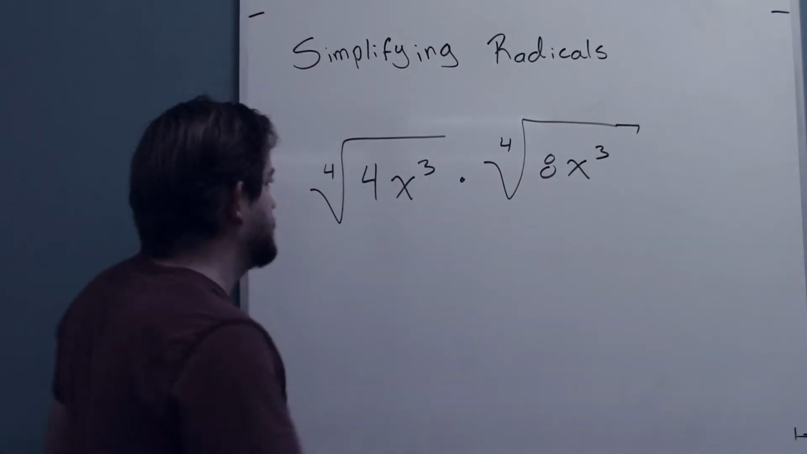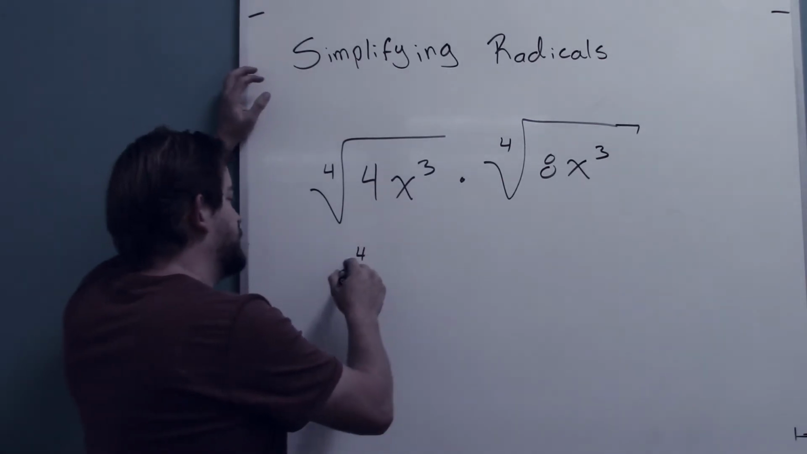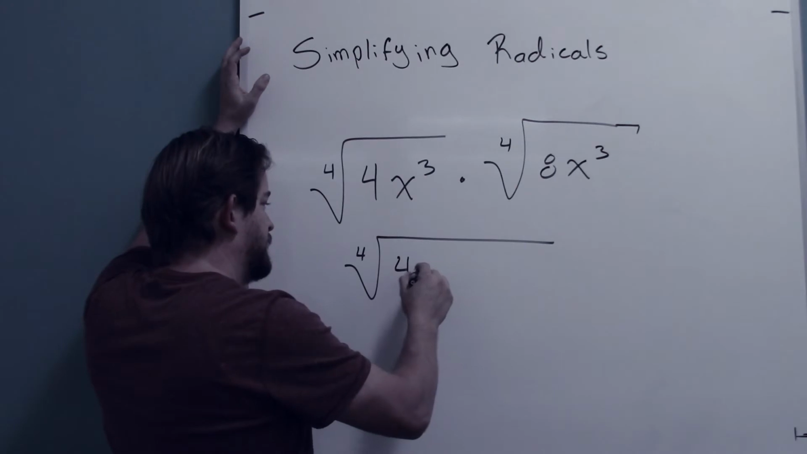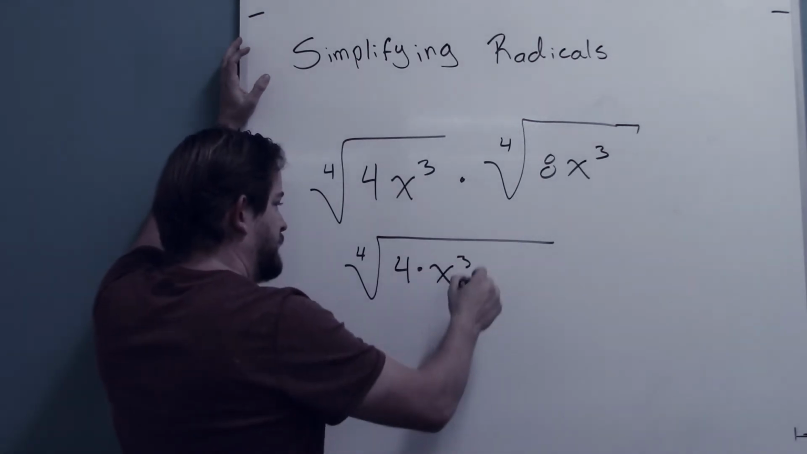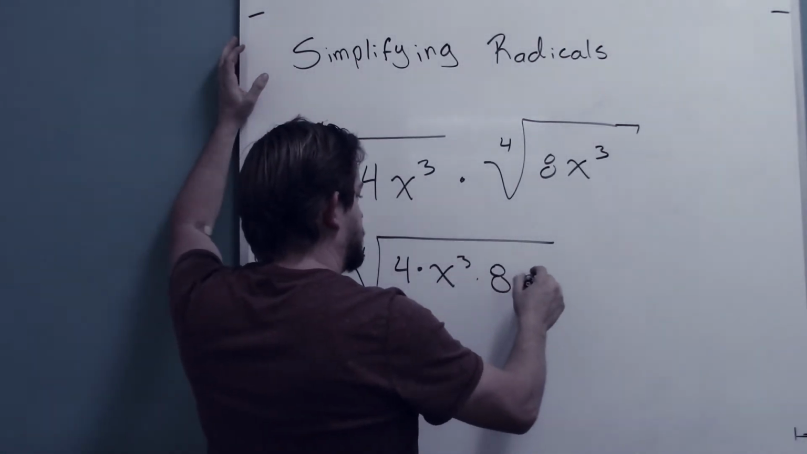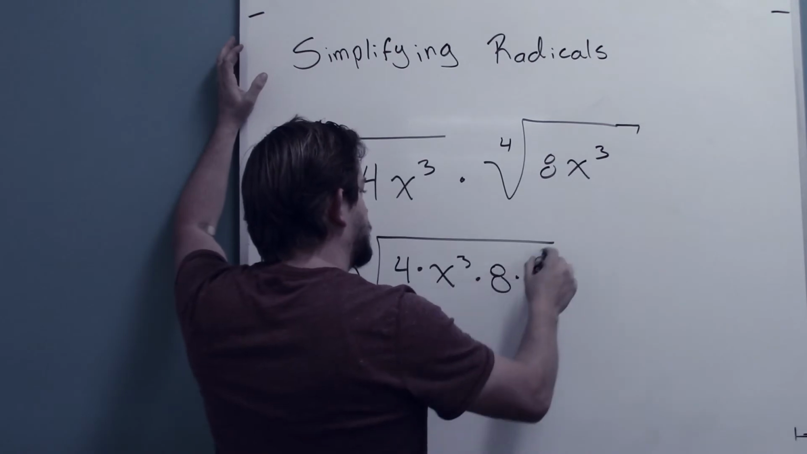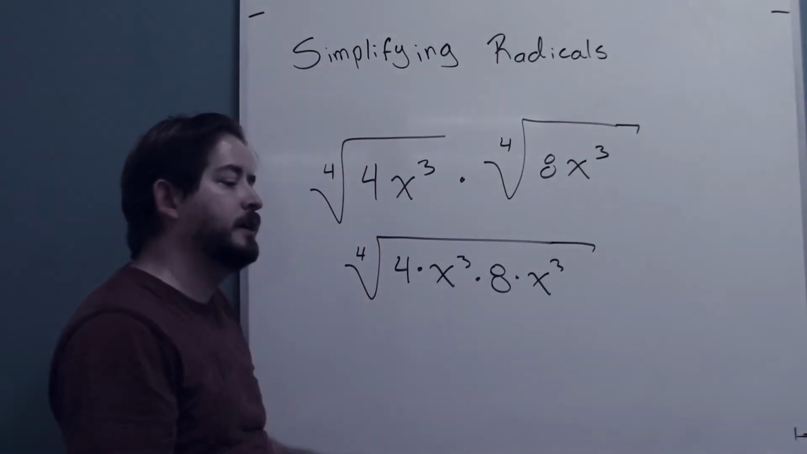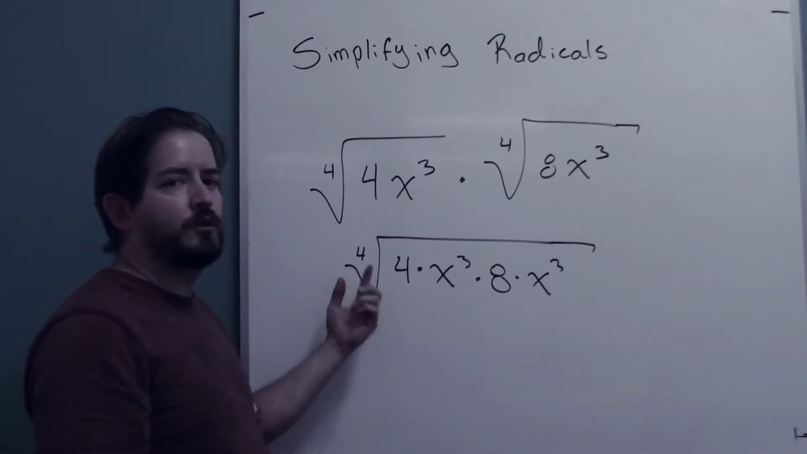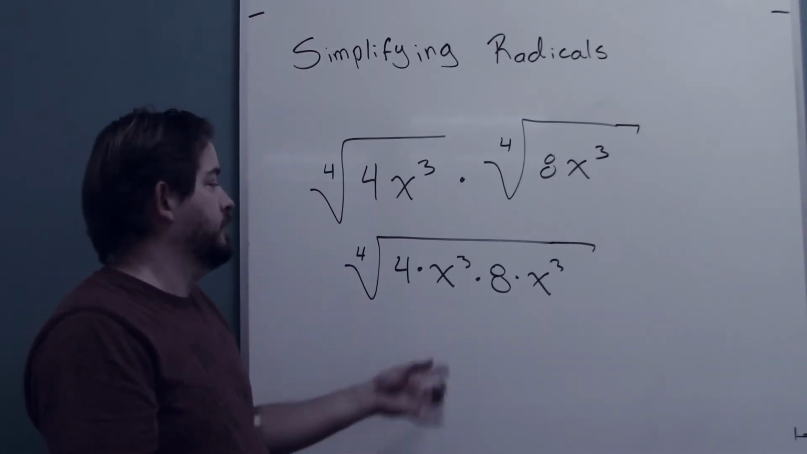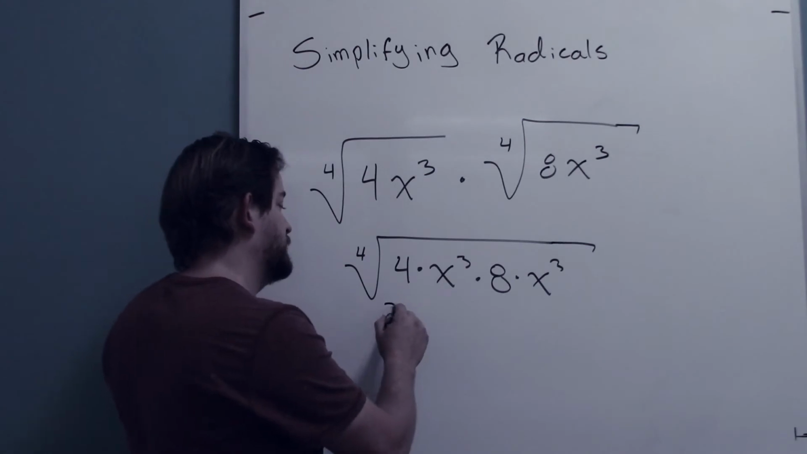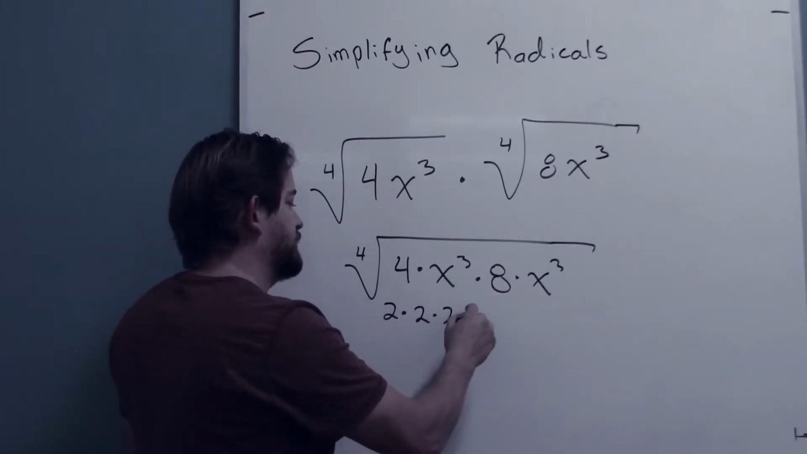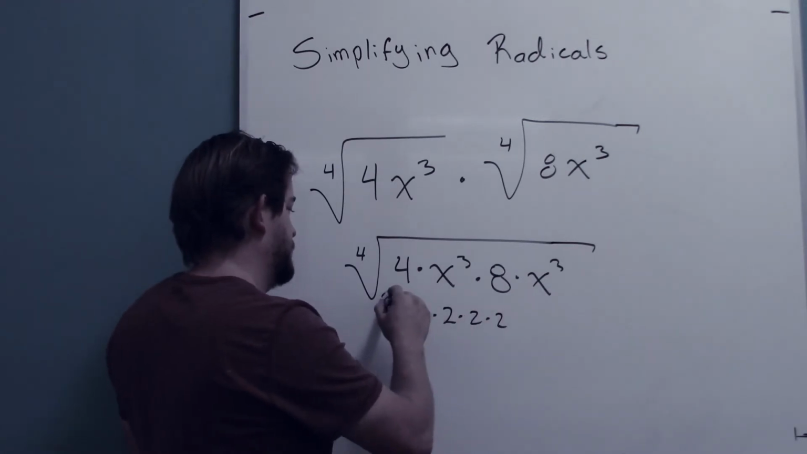If I multiply these two together, that gives me the 4th root of 4x to the 3rd and 8x to the 3rd. And everything in here is just multiplication, right? It's 4 times x to the 3rd times 8 times x to the 3rd. But again, to pull out of a 4th root, I'm just going to break everything down. 4 is 2 times 2. 8 is another 2 times 2 times 2, right?